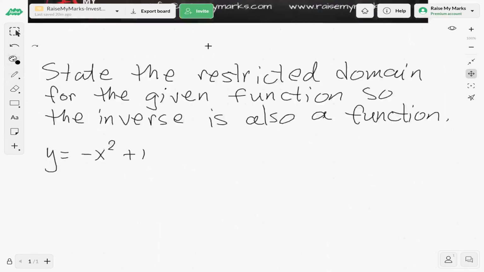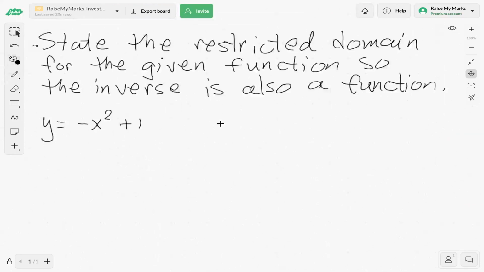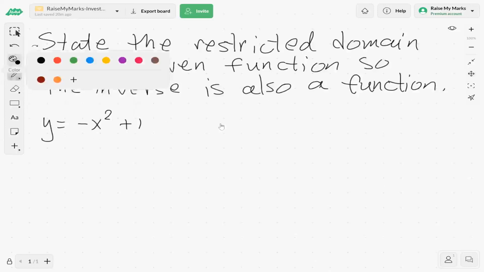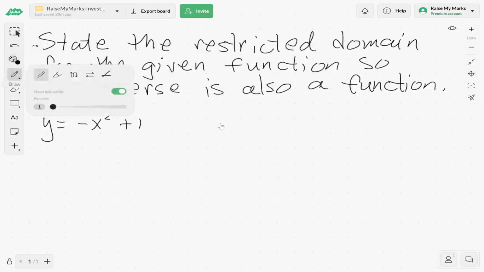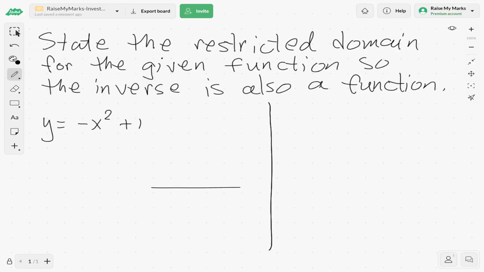Okay, all right. State the restricted domain for the given function so the inverse is also a function. So again, let's have a look at the function. If we can see what the function looks like and figure out where it is one-to-one and where it ceases to be one-to-one, we'll be able to restrict the domain. So again, we're going to graph these functions. We're going to draw our axes.